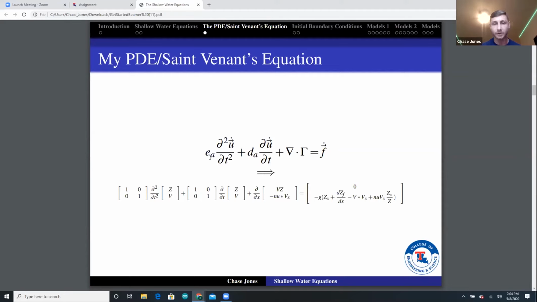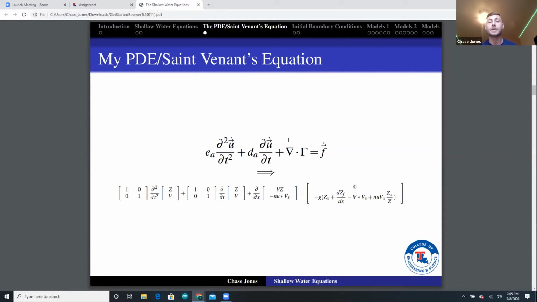So for this partial derivative here, the U vector, originally that U vector was my dependent variable matrix. So it was a 1 by 2 denoted Z and V, which you can see here, where Z is the water depth layer and V is the velocity of the wave. But in order for this equation to work out nicely and put it in matrix form, I transposed that vector to be the 2 by 1 matrix, Z and V.